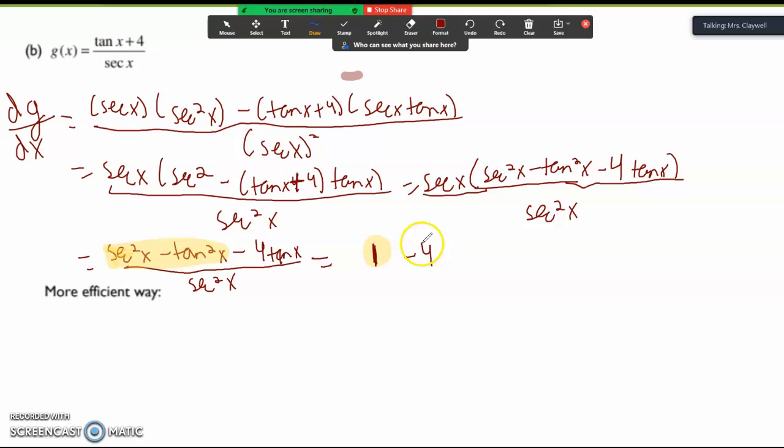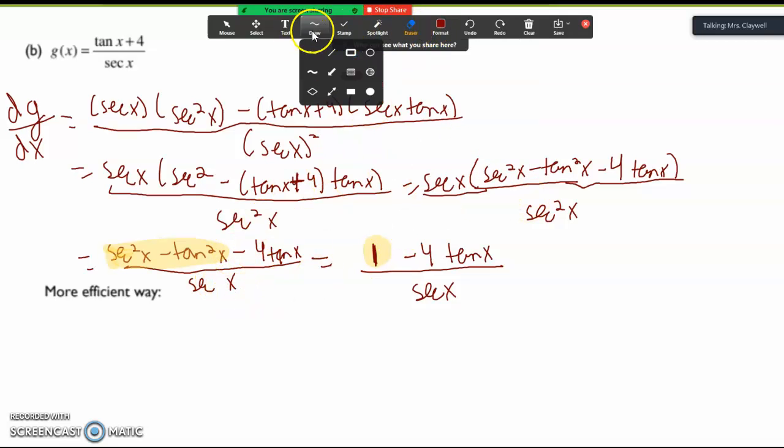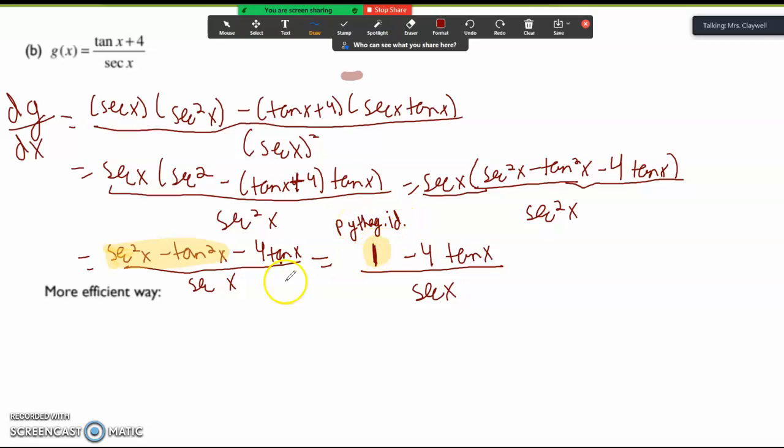And I made a mistake here. Once I divide out the secant, I only have a secant there. So if you want to make a note from how we got that, that's a Pythagorean. We got that 1 from the Pythagorean identity.